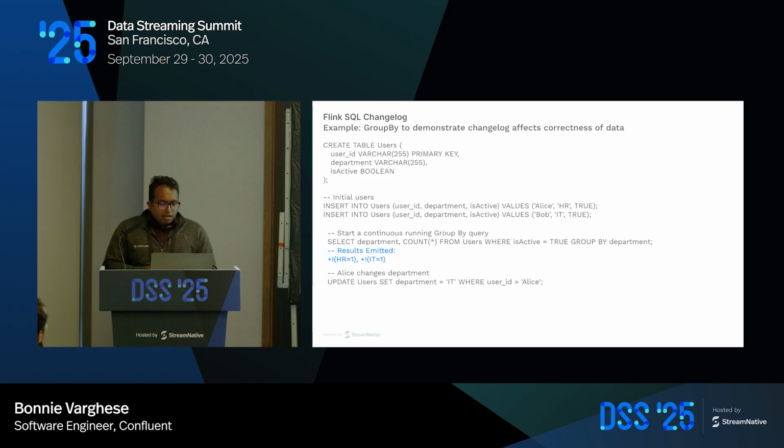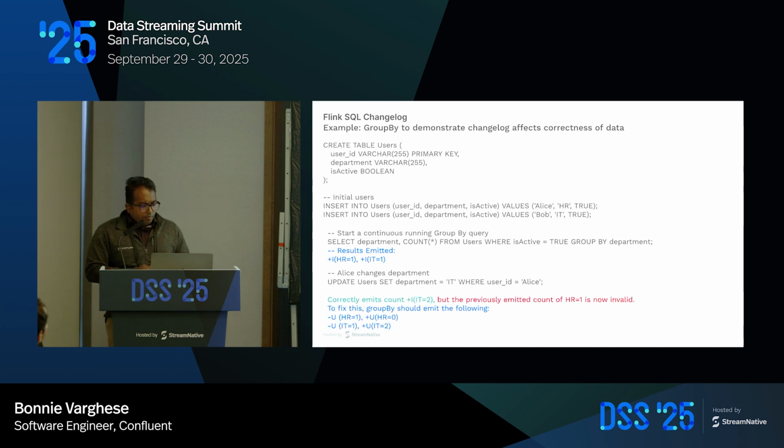Now, let's say Alice decides to switch departments. You update the row, and Alice moves from HR to IT. If you only support insert, the result will be IT has 2 users, which is correct. But the previously emitted value of HR with the value 1 is incorrect now. To fix this, group by needs to retract the previously emitted result with a -U for HR and then emit the new value for HR as 0. Similarly, for IT it should retract the previous value and then emit the new value, to maintain correctness for downstream operators as well as downstream consumers.